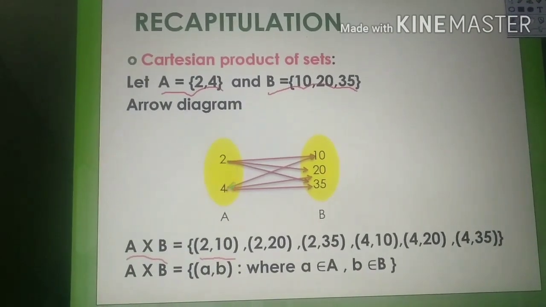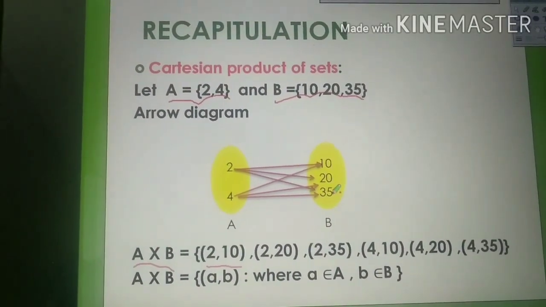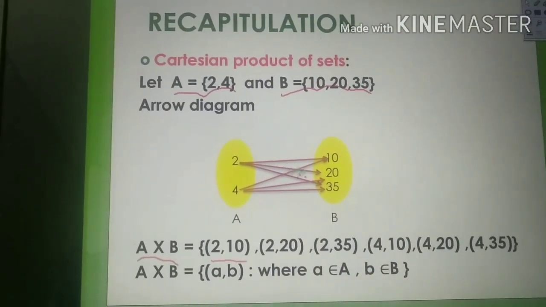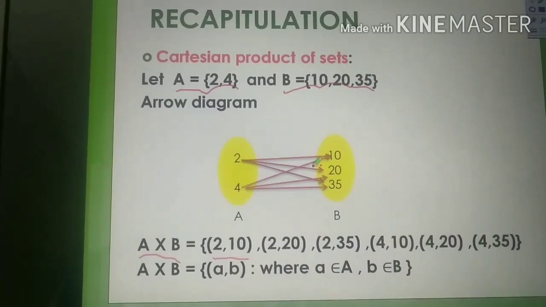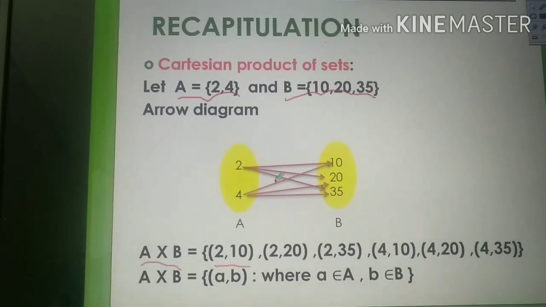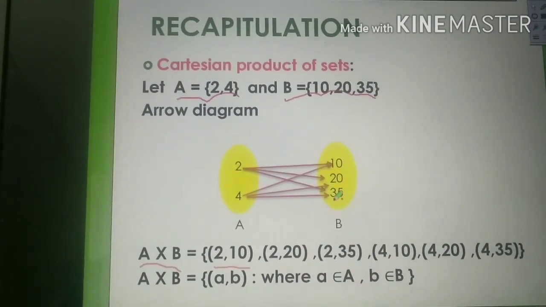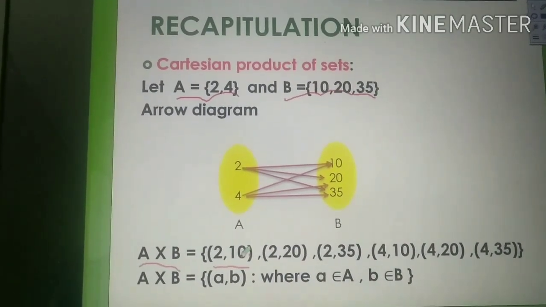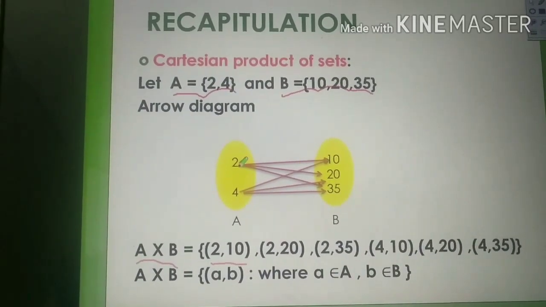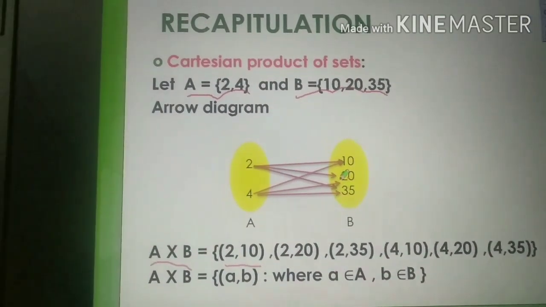This is set A with elements 2, 4. This is set B with elements 10, 20 and 35. So you can clearly see three arrows are going from 2 towards 10, 20 and 35, and from 4 three arrows are going towards 10, 20 and 35. So this is the Cartesian product that we write, the elements in the form of ordered pair with each element of set A with each element of set B.